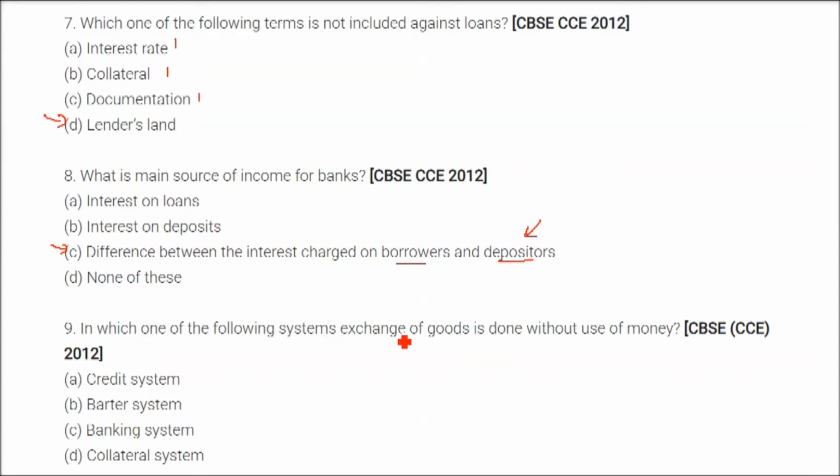In which one of the following systems is exchange of goods done without use of money? There is no money involved, and this is the barter system. That is, someone sells wheat to someone who is selling, say, shoes, right? There is no money involved.